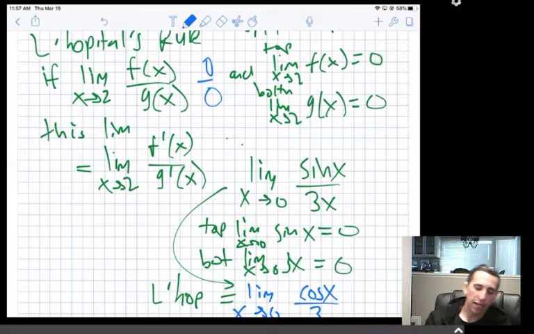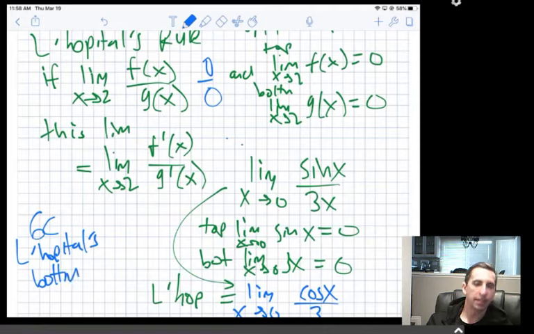So on 6C, the key is, if you're doing L'Hopital's rule, you know that the bottom limit has to equal 0, so that's how you'll be able to find that f of x there.